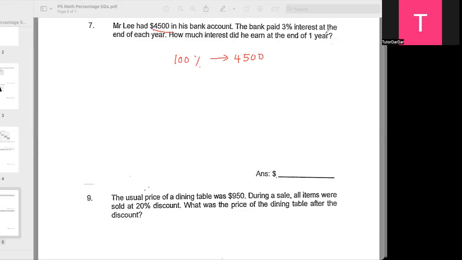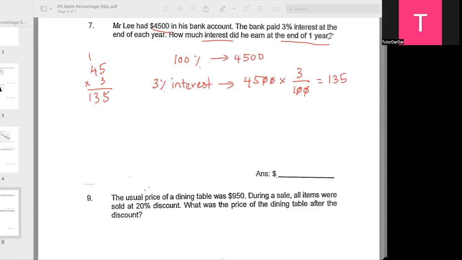Okay, the bank paid 3% interest. So how do we find the 3% interest? 3% interest is equal to 4,500 multiplied by 3 over 100. So this 20 and this 20 can cancel. So we are left with 45 multiplied by 3, which will give you 135. So they want the interest he earned at the end of 1 year.